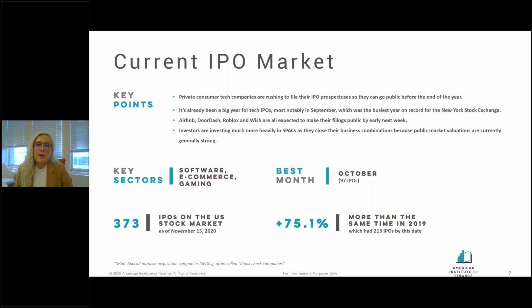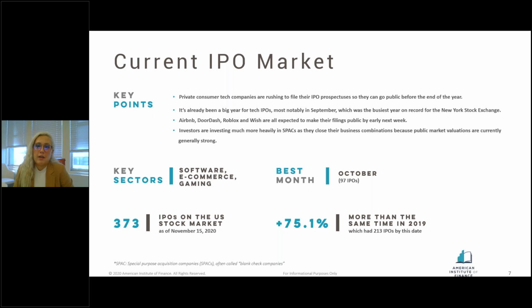And obviously it's been a big year for tech IPOs, and in particular September was a great month for tech IPOs, especially with listings on the New York Stock Exchange. Notably, Airbnb, DoorDash, and a few other companies are planning to make their filings public by early next week, actually. And finally, investors are looking heavily at SPACs, or special purpose acquisition companies, right?